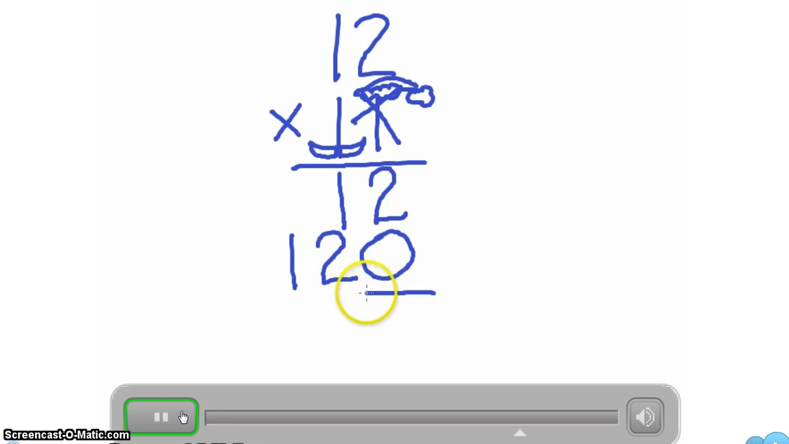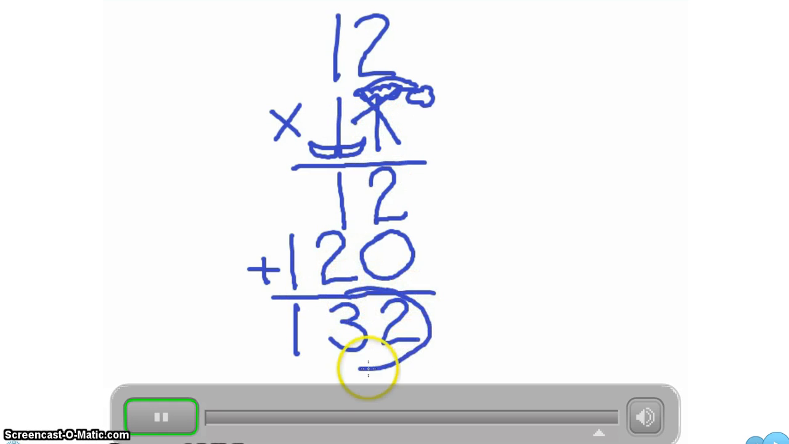When Santa and the elf have both gone to the houses, then we can add up the numbers that we got. So we start with the ones place. 2 plus 0 is 2. 1 plus 2 is 3. And 1 with nothing above it is 1. We're going to bring that down. So when you multiply 12 times 11, the answer we get is 132.